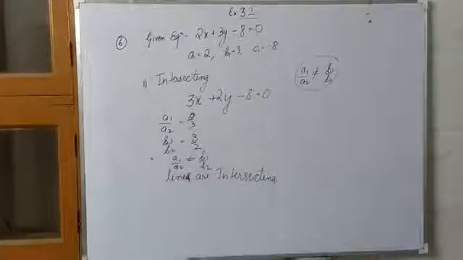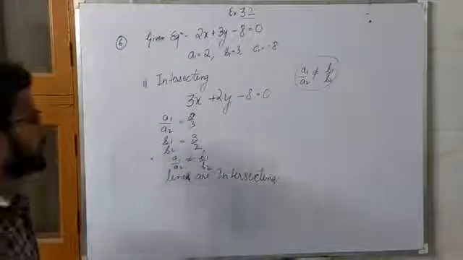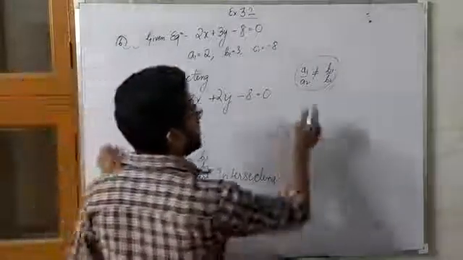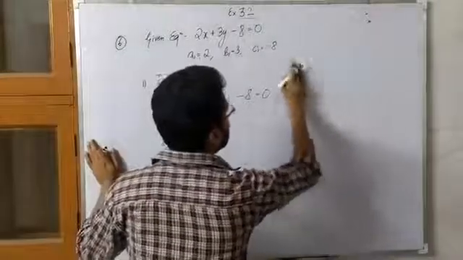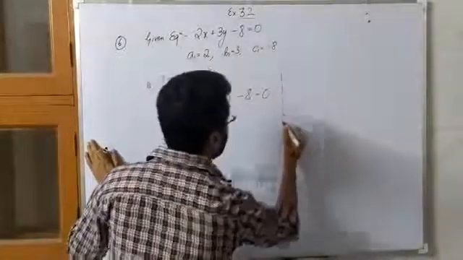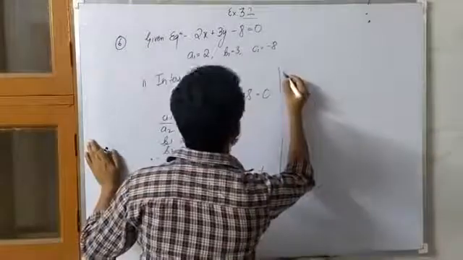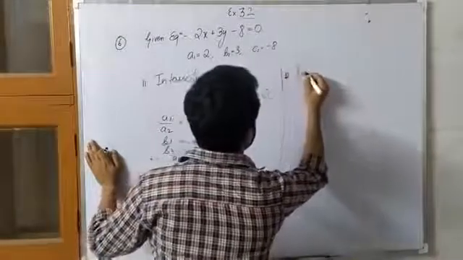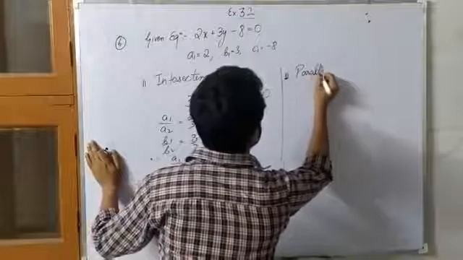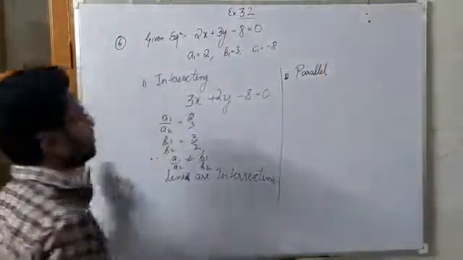Now, in the second part, you need to give the second equation in such a way that it becomes parallel to the first one, right? I hope you have understood this. Let's say we are doing the second part here only. Now, second part, the lines should be parallel.